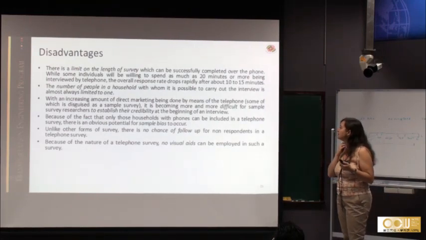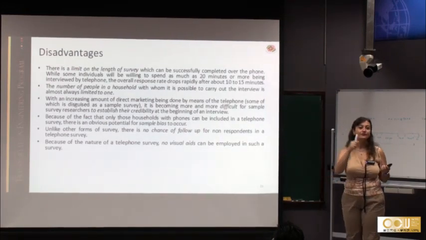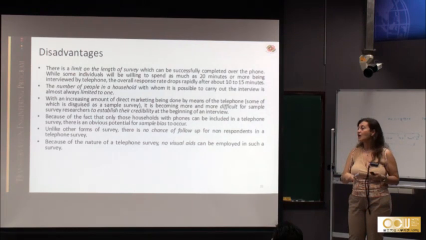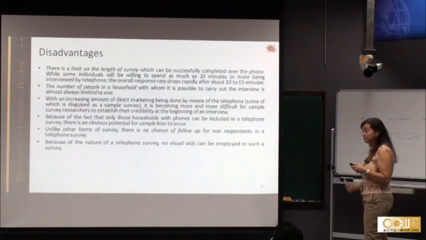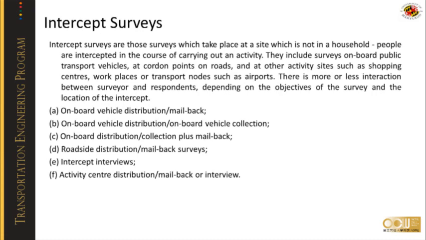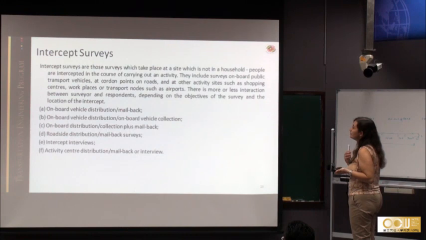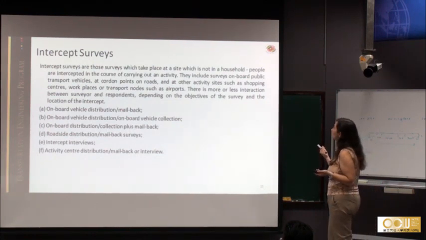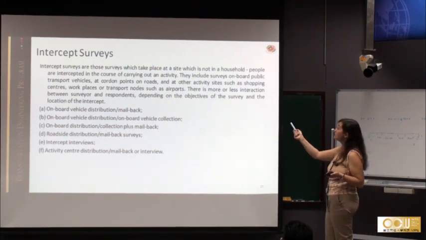This is what happens for the National Household Travel Survey. They receive documents before, so they have kind of a visual aid with material. Intercept survey, this is when you intercept people. What you can do, for example, is intercept them on public transport vehicles.